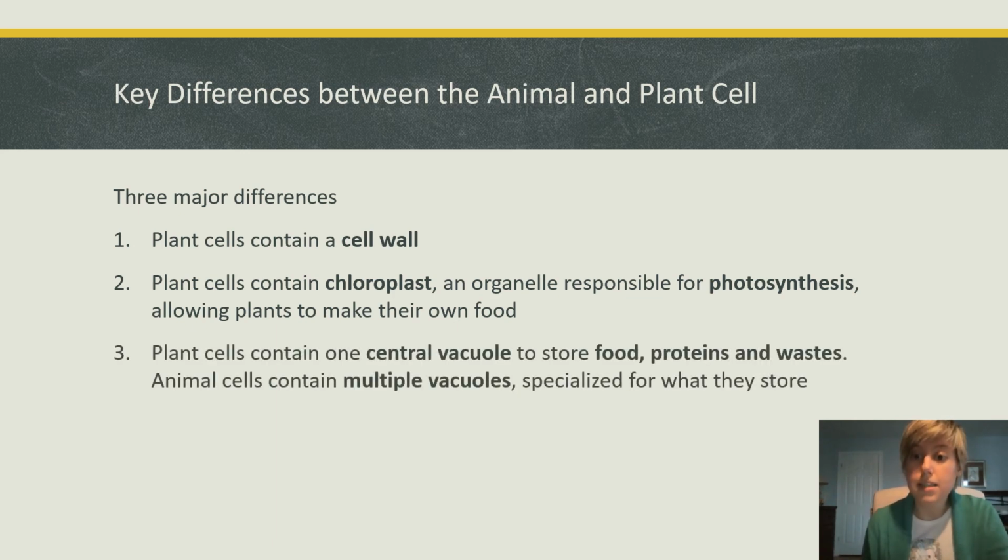And then the last key difference between the animal and plant cell is that in the plant cell, there's only one big vacuole that stores everything. In animal cells, there are multiple smaller vacuoles, and each one is specialized for what they're storing. So this is basically the recap of the key differences between animal and plant cells and the structures that are found in each.